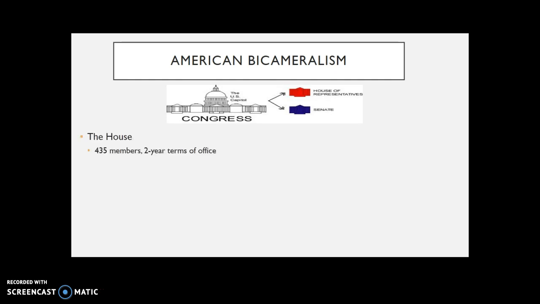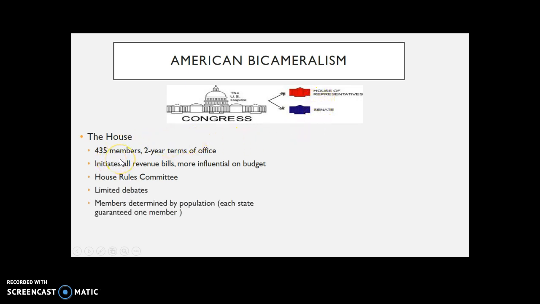So what we have in Congress is called American bicameralism. Look at the word bicameral, right? That means two, and you're going to have two chambers. And our first one, of course, is the House of Representatives, followed by the Senate. So in the House, you have 435 members, and they serve 2 terms of office. And what's important, remember that they are most directly in touch with the people.